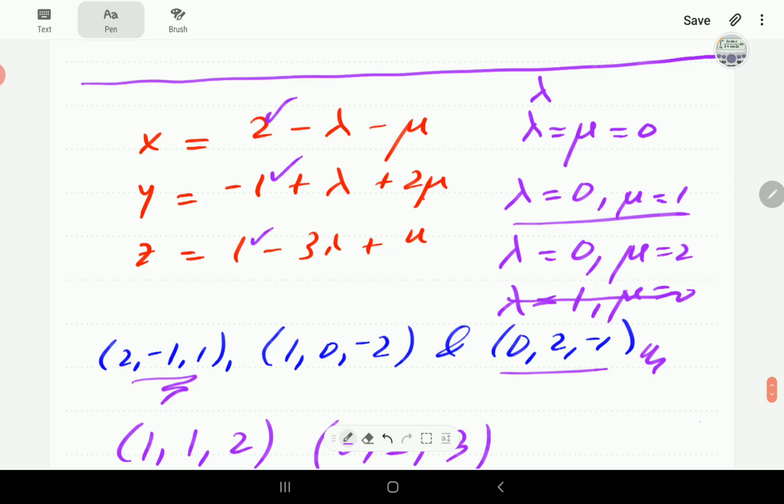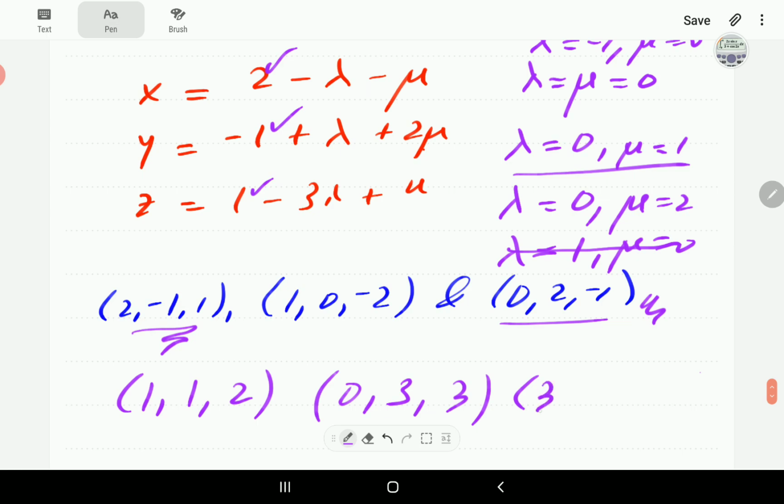We could go lambda is -1, mu equals 0. Again, this third column is just zeros, but this is -1 now. So that's going to be 3, it's going to be -2, and that's going to be 5. I don't think we have that point. So that's 3, -2, and 5. So we've now generated 3 points.